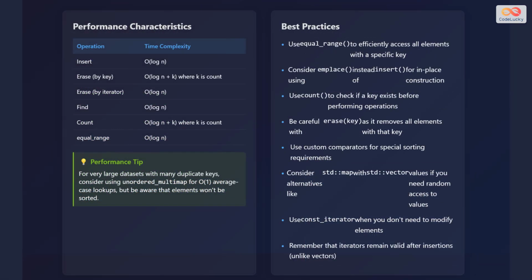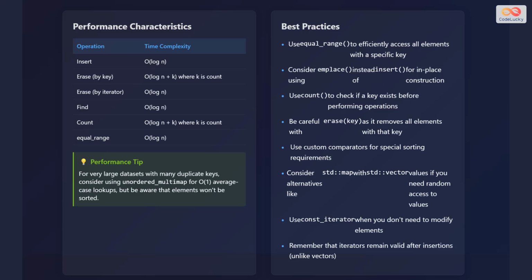Let's discuss the performance characteristics and best practices for using C++ multimaps. Inserting an element into a multimap has a time complexity of O(log n), where n is the number of elements in the multimap. Erasing an element by key has a time complexity of O(log n + k), where k is the number of elements with that key. Erasing by iterator has a time complexity of O(log n). Finding an element has a time complexity of O(log n). Counting the number of elements with a key has a time complexity of O(log n + k), where k is the number of elements with that key. The equal_range operation has a time complexity of O(log n).